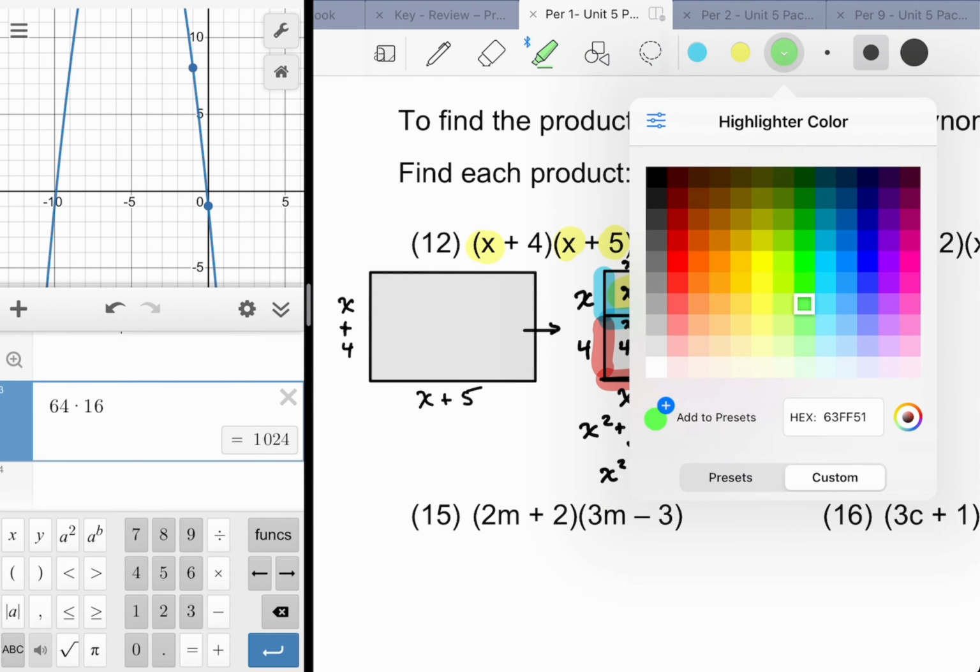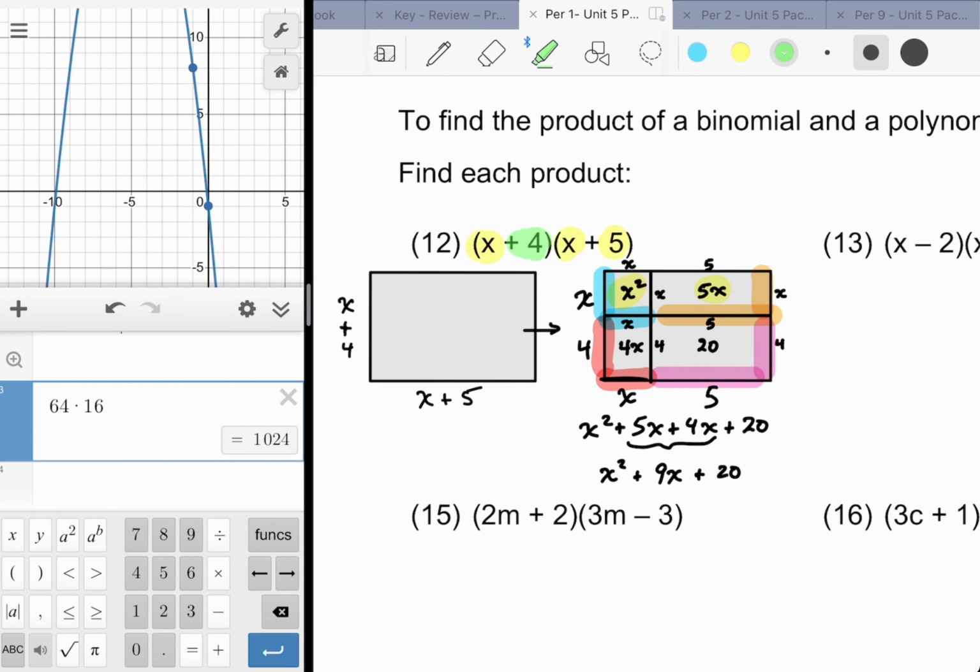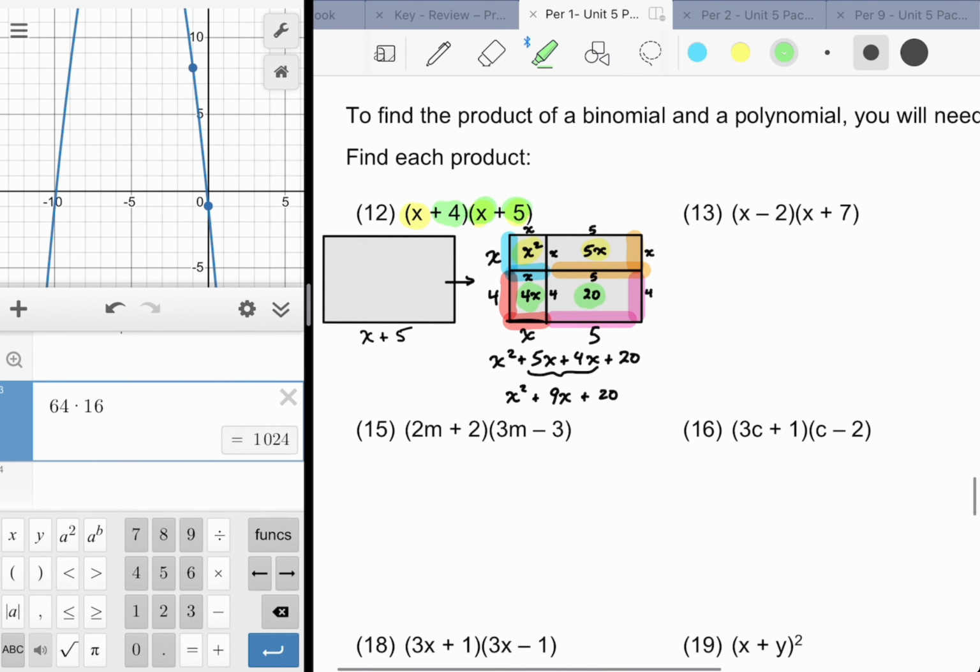Then I would take the 4, the positive 4, really, the sign always comes along for the ride. The positive 4, multiply it by x and 5. That would give me 4x and 20. All right, so each part of the first binomial gets multiplied by each part of the second binomial. All right, so the way that would work is to say, I'm going to take, in number 13, the x, multiply it by an x and a 7.